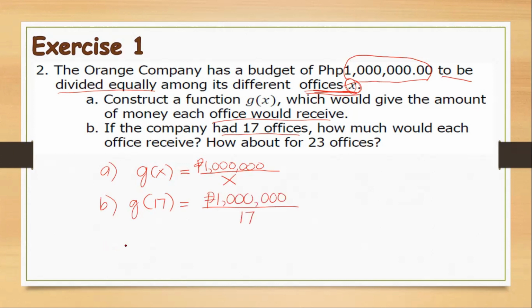And also, how about for 23 offices? So you have to solve for g of 23. That is 1,000 divided by 23. Students, take note that this is not the final answer. This is just a guide on how you are going to answer your exercise on General Mathematics Week 2A.